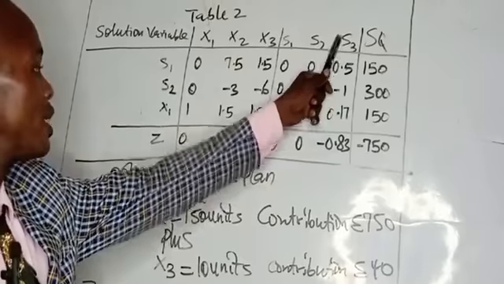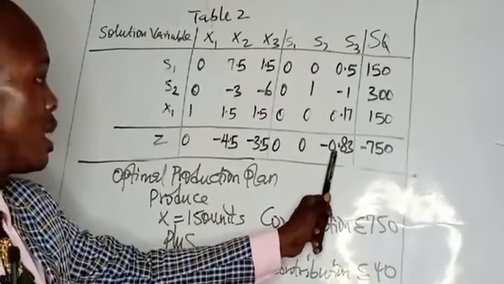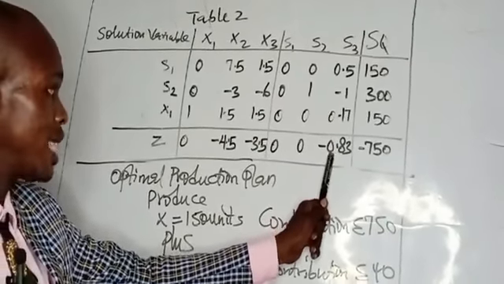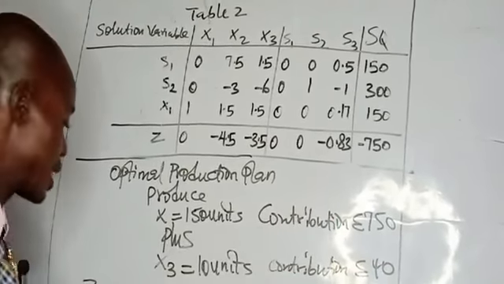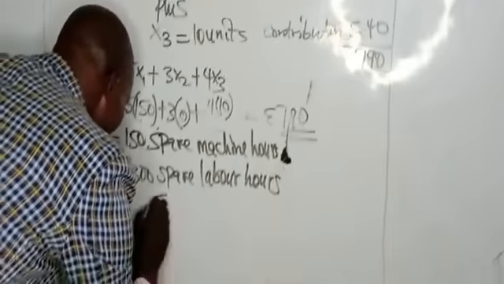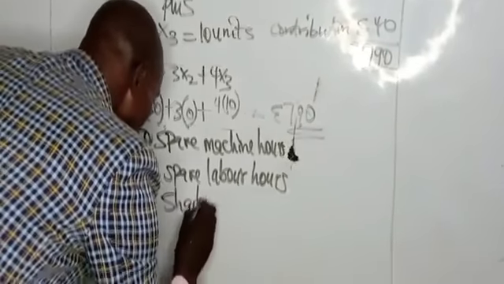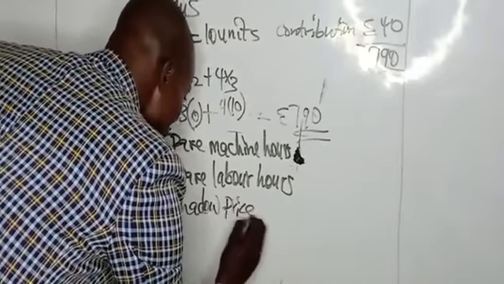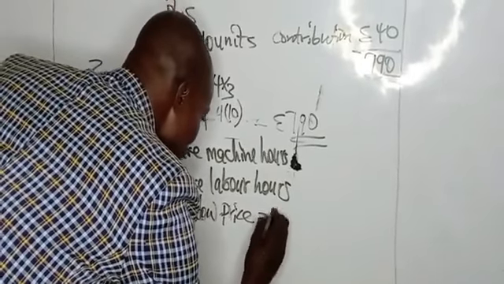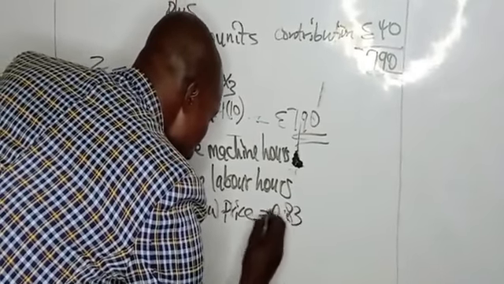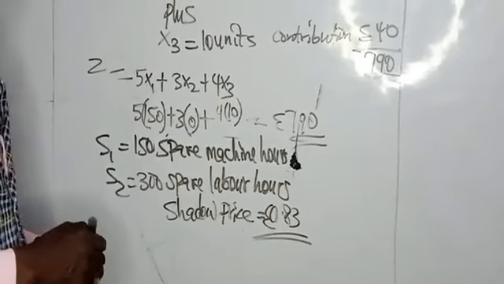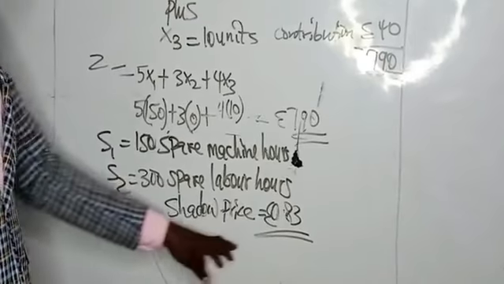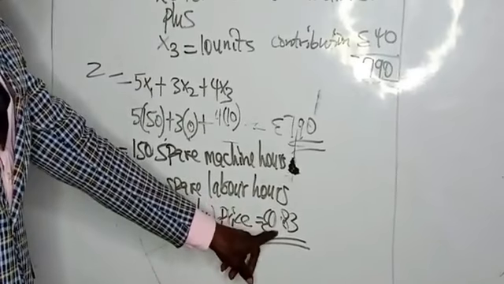So that means we have S3 here, which is the shadow price. We are having the shadow price of 0.83. S3 stands for shadow, that represents shadow price. So we have a shadow price of 0.83 pounds sterling. That is, if you increase the key, the limited resources by 1, the contribution will increase by 0.83 pounds sterling.